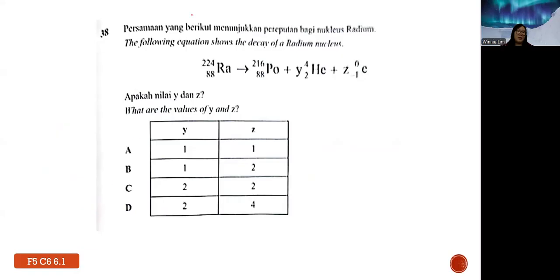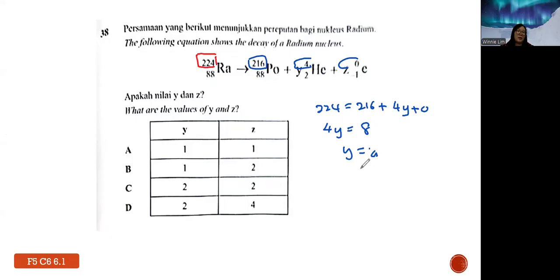Okay, so you are actually using the idea of a balance equation, which means the left side before must equal the sum of this and also this. So 224 equals 216 plus 4y plus 0 times 0. Hence 4y is 224 minus 16, you will get 8. Hence y is supposed to be 2.